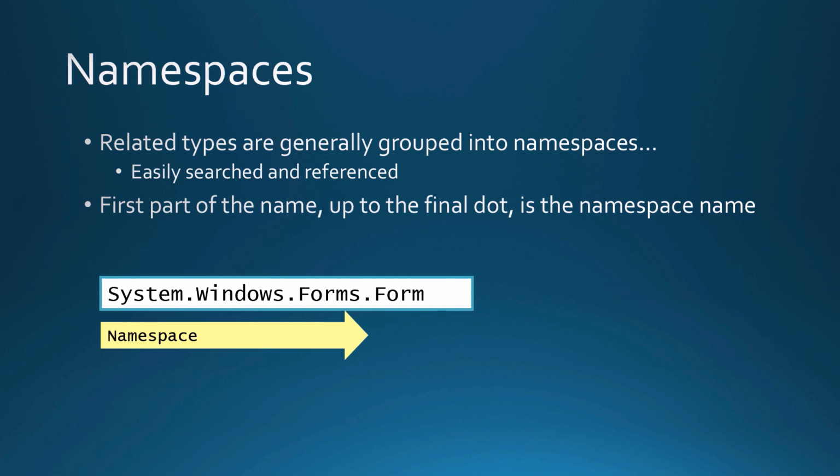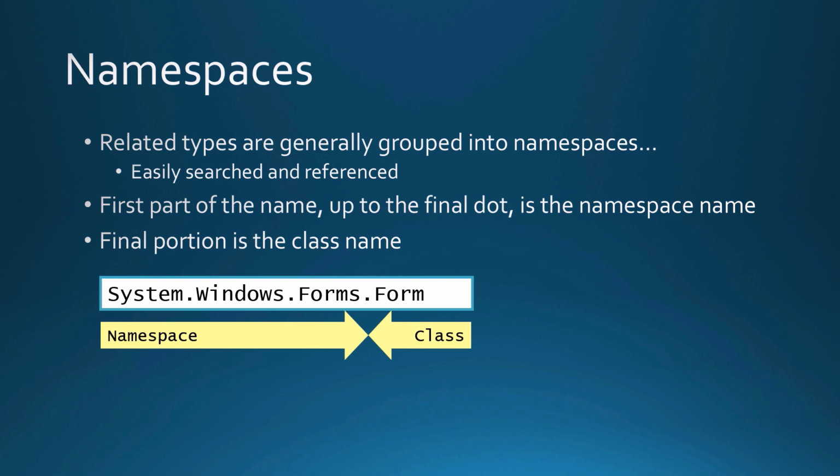So the first part of the name up to the final dot is the namespace name. So in this case, system.windows.forms. And then the final portion there is the class name itself. So form is the class name.